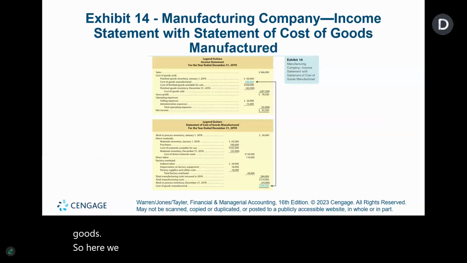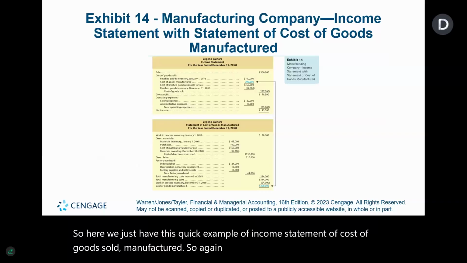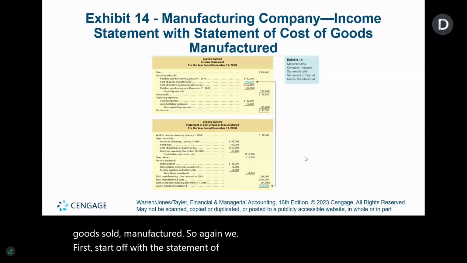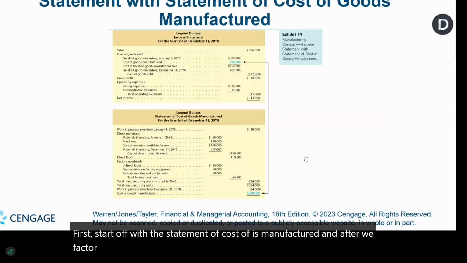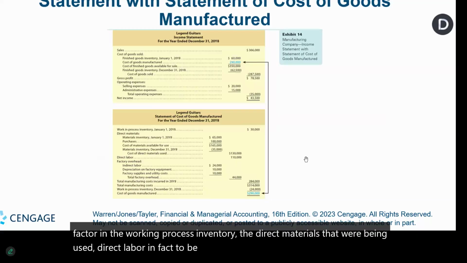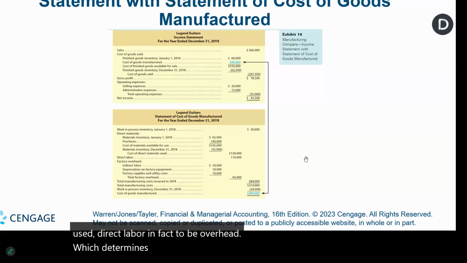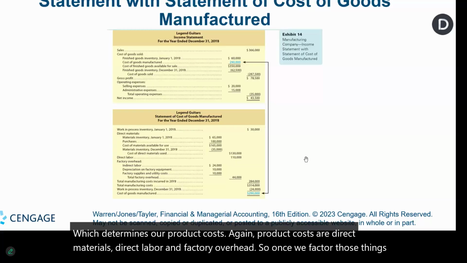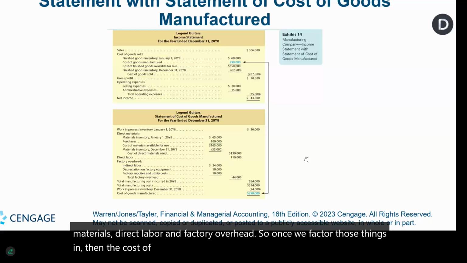So here we just have this quick example of an income statement with cost of goods manufactured. Again, we first start off with the statement of cost of goods manufactured. And after we factor in the work in process inventory, the direct materials that were being used, direct labor, and factory overhead, that determines our product costs. Again, product costs are direct materials, direct labor, and factory overhead. Once we factor those things in, then the cost of goods manufactured is transferred over to the income statement.